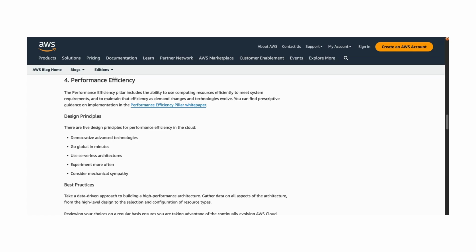And the last thing that we should do for performance efficiency is considering mechanical sympathy. What does it mean? That means we should optimize performance by selecting appropriate instance types with AWS Compute Optimizer, ensuring that our workloads run on the best suited hardware for us.